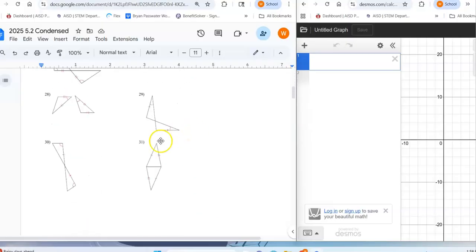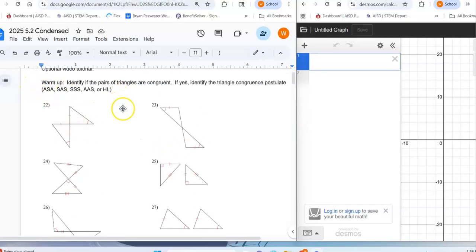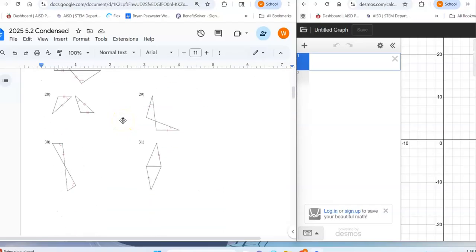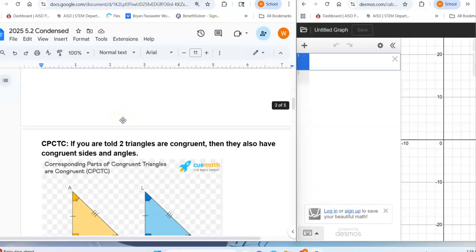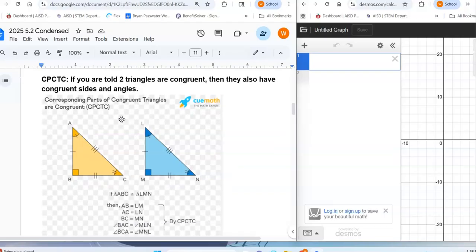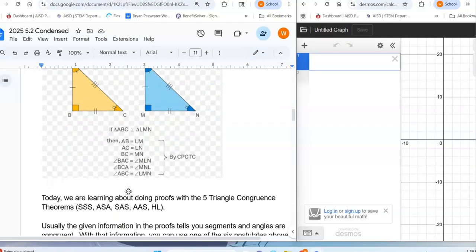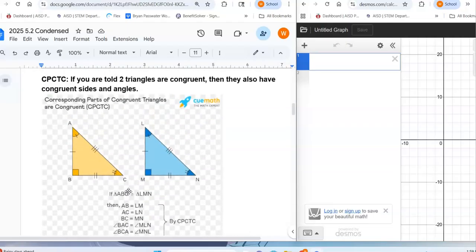Now, these are all possible postulates. And there's one more acronym that we need to teach you, and that's called CPCTC, which stands for corresponding parts of congruent triangles are congruent. Basically, in short, that means if you're told two triangles are congruent, then they also have congruent sides and angles. So if I tell you the whole thing is congruent, that means the parts inside are also congruent. That's what this means.